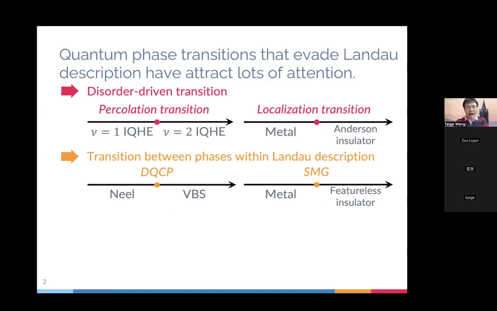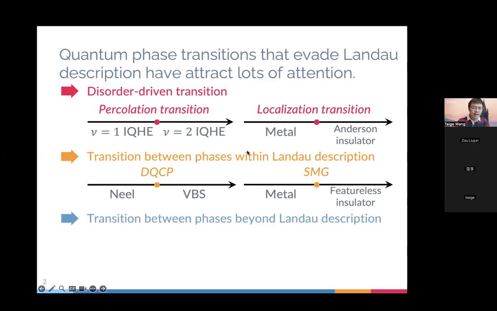But the category I, at least, worked on the most is transitions between phases beyond Landau. If you have a transition from, let's say, a bosonic Laughlin state to a bosonic superfluid, there's no way you can get a transition that's within Landau, because there's no Landau description of the Laughlin state in the first place. So this will be the star of today's talk. I spent quite some time on different transitions within this category, but I think we understand this Laughlin to superfluid transition the best.